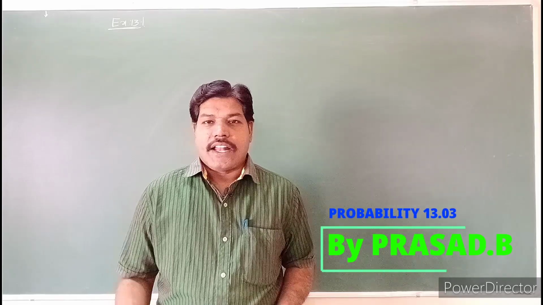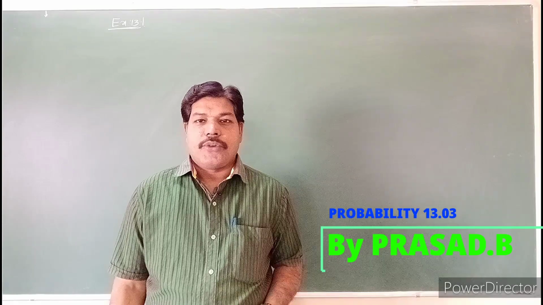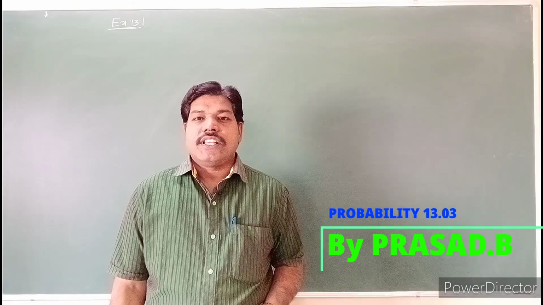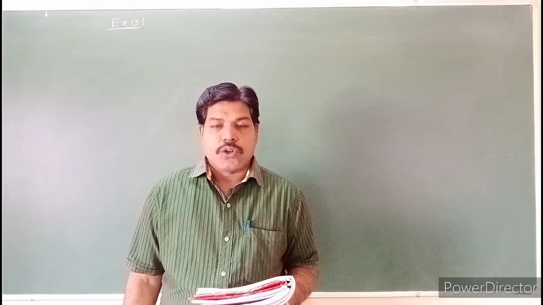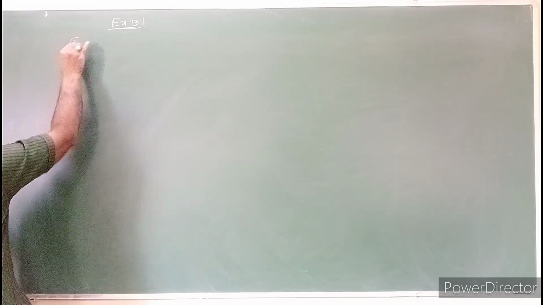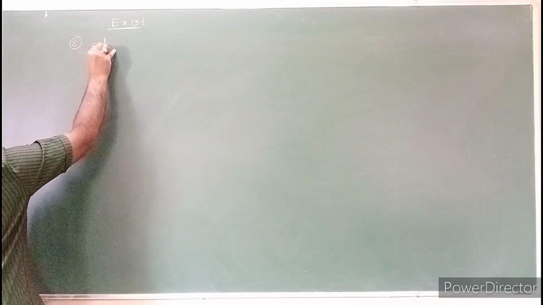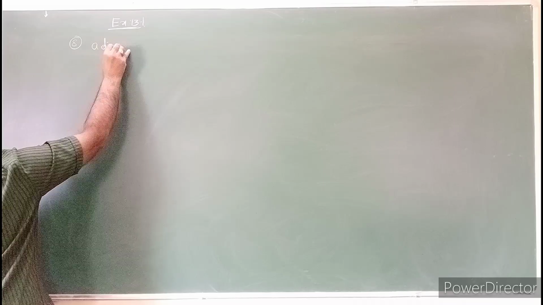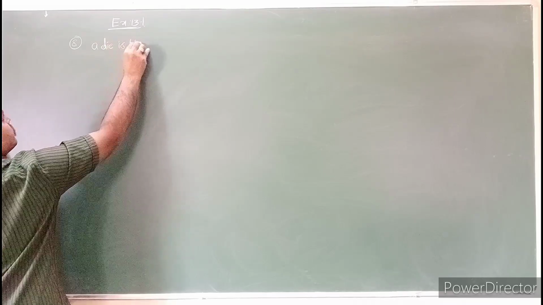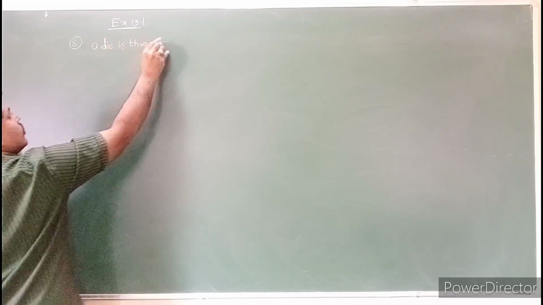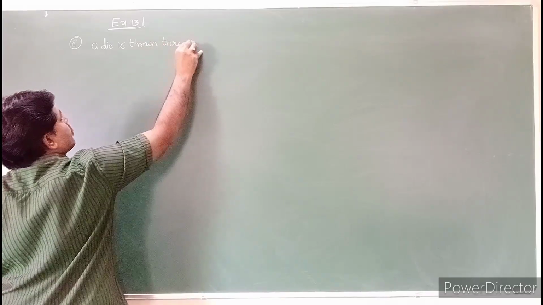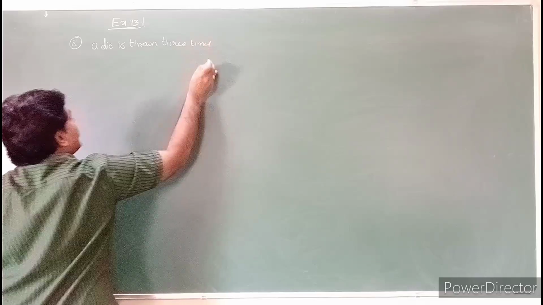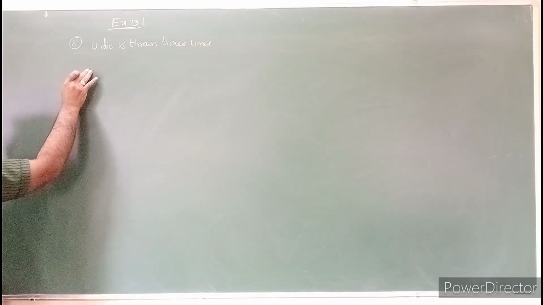So see the next question. In the previous class we completed up to question number 7. So see question number 8. A die is thrown 3 times. They are asking about E.